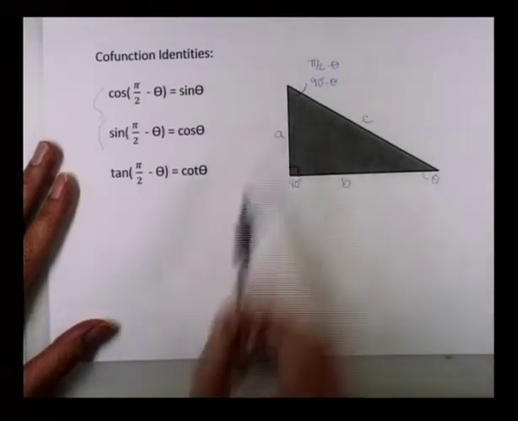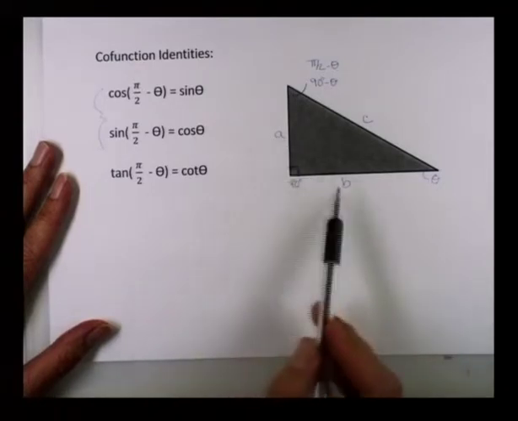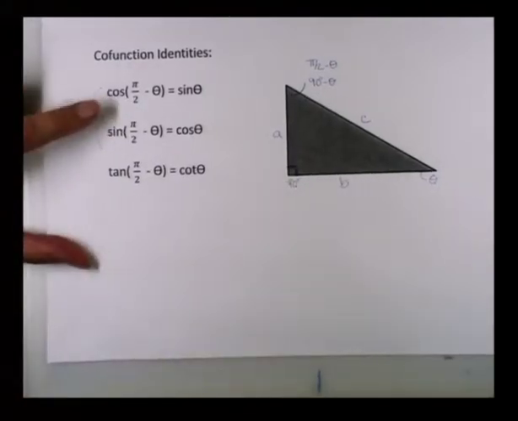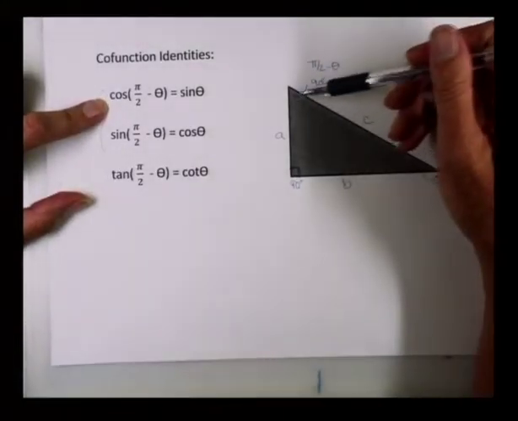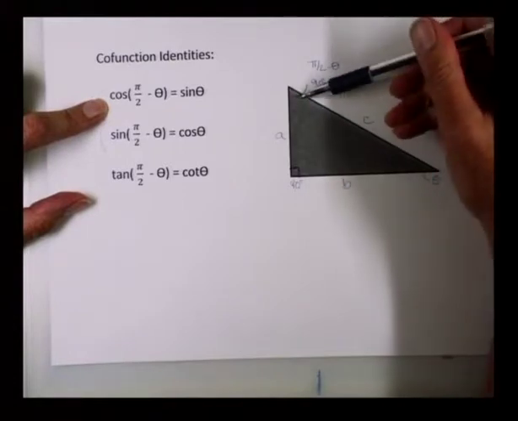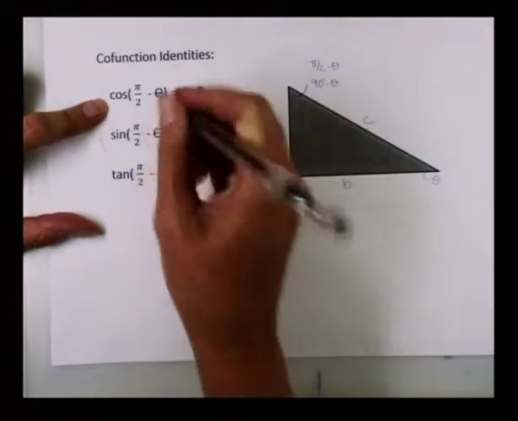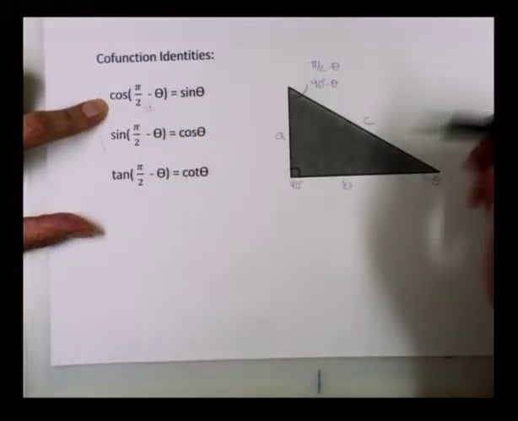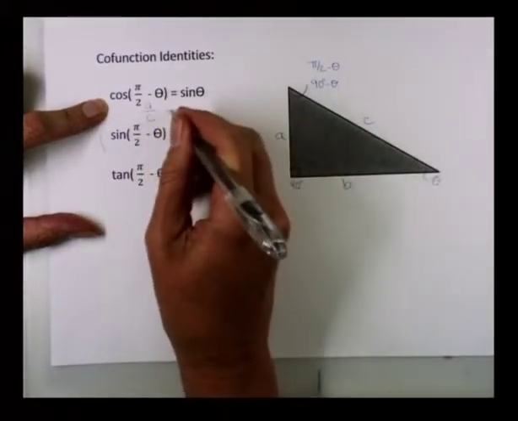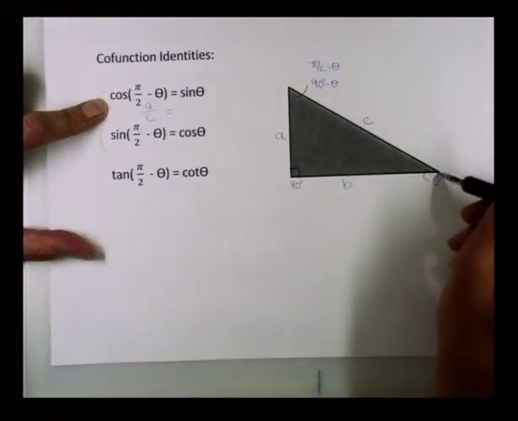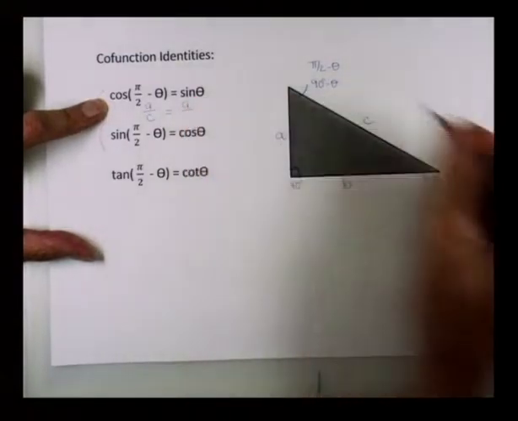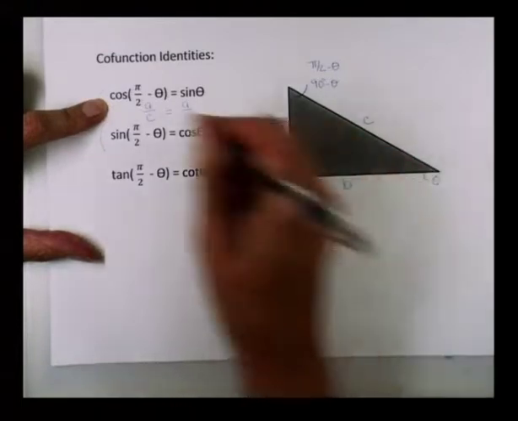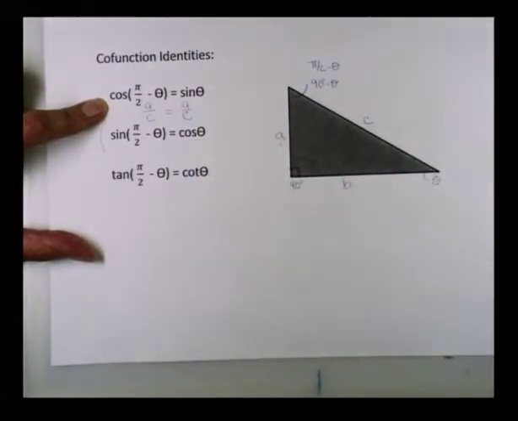So I've got my two angles, a right angle which is 90, and I've labeled my sides A, B, and C. So let's look at this first one: the cosine of pi over 2 minus theta. If I want to know the cosine of this angle up here, it's the adjacent, which is A, over the hypotenuse, which is C. Now if I look at the sine of theta, the angle down here, the sine is the opposite over the hypotenuse. The opposite of this angle is A, and the hypotenuse is C. So those give me the same ratio, so those would be equivalent.